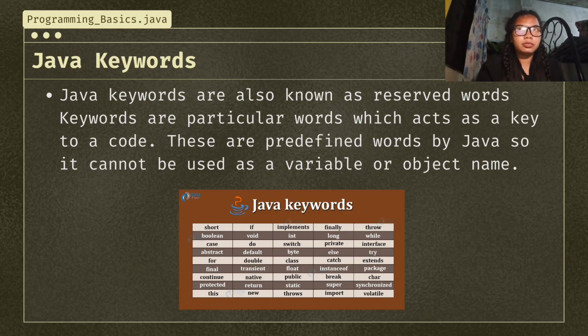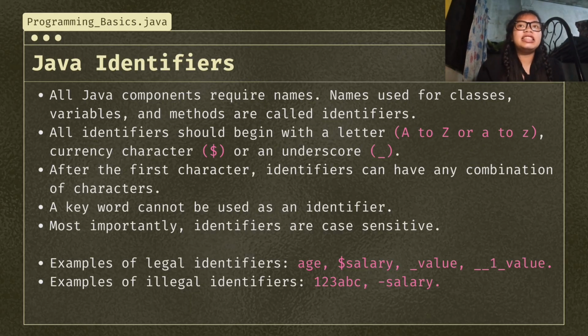And the fourth subtopic of the programming basics is Java identifiers. A Java identifier is the name used to label elements in your code. It can be the name of a class, method, variable, object, or package. In naming identifiers, we can use letters, currency characters, or an underscore. Pwede din natin silang ipag-combine, but a keyword cannot be used as an identifier, katulad ng sinabi ko kanina.